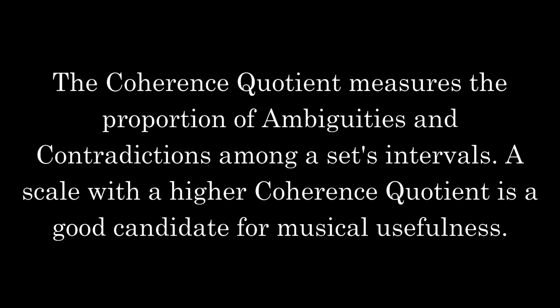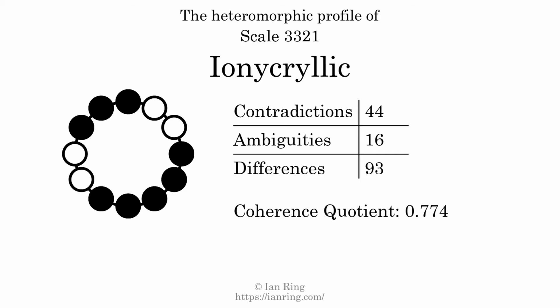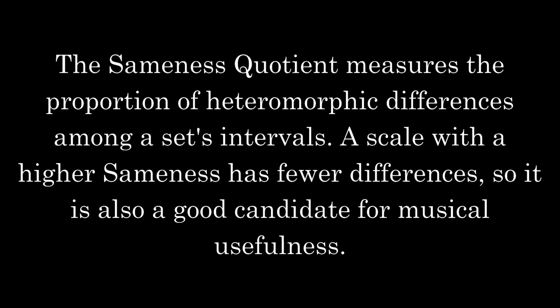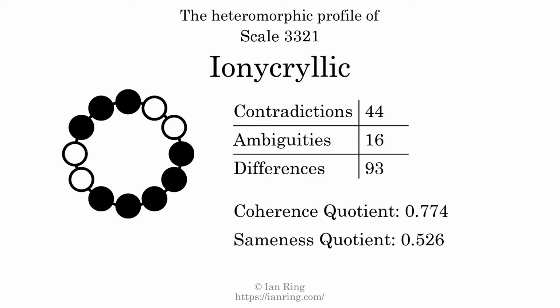The coherence quotient measures the proportion of ambiguities and contradictions among a set's intervals. A scale with a higher coherence quotient is a good candidate for musical usefulness. The coherence quotient is 0.774. The sameness quotient measures the proportion of heteromorphic differences among a set's intervals. A scale with a higher sameness has fewer differences, so it is also a good candidate for musical usefulness. The sameness quotient is 0.526.